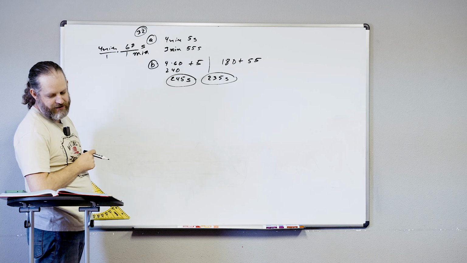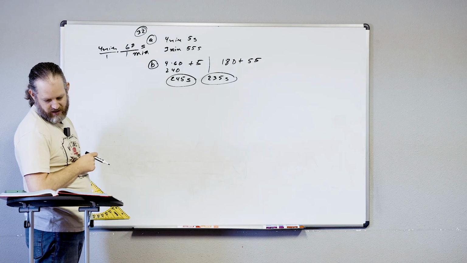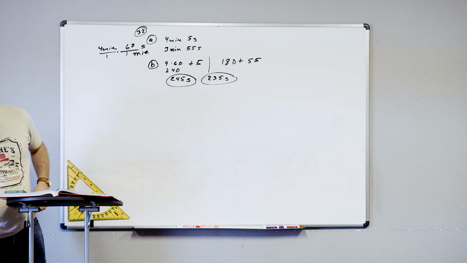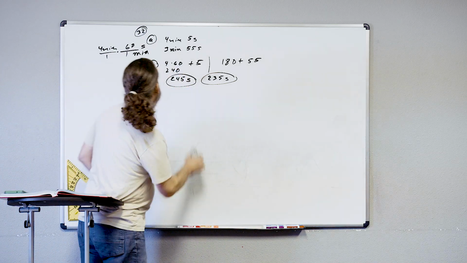All right, what else? 34. Thought you were going to ask about 34. Thought I heard you say that. Okay. Corbin beat you.